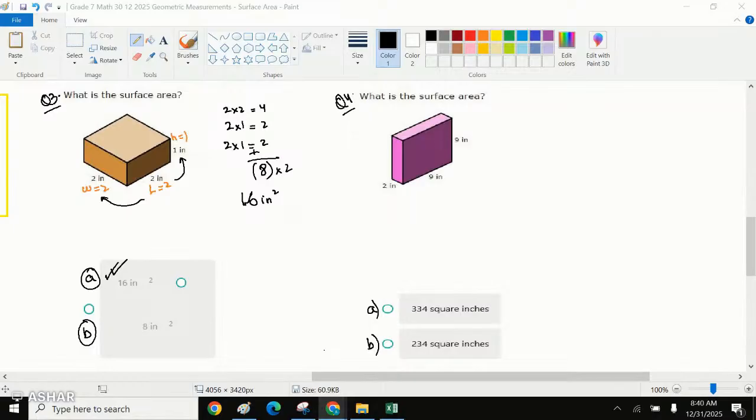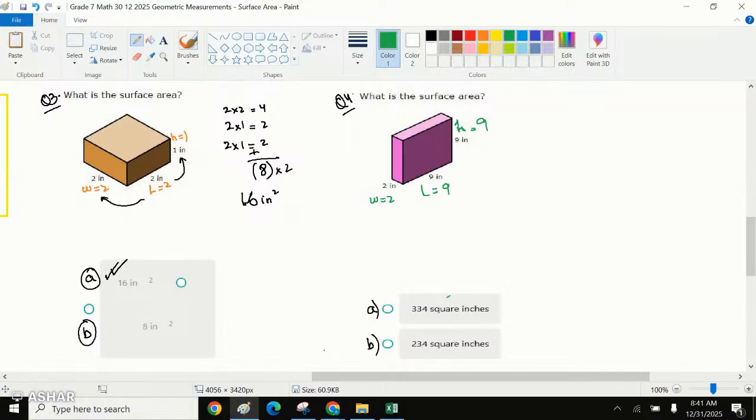This question. So the first thing we do is label, we do the labelings for ourselves. We say this is the length. We consider this as the width. And we consider this as the height. We say height is also 9, right? To make our life easier. 234. Let's confirm. Okay, let me just confirm.